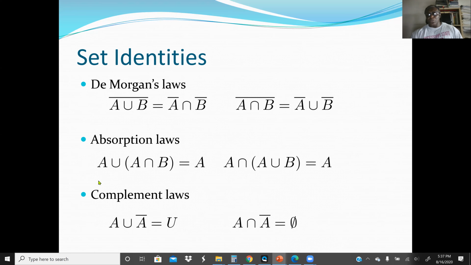In the absorption rule, same as Boolean algebra, A union (A intersect B) will give me A. Then A intersect (A union B) will also give me A. Then the complement laws: if I have A union A complement, it is the universal set. If I have A intersect A complement, it is empty.